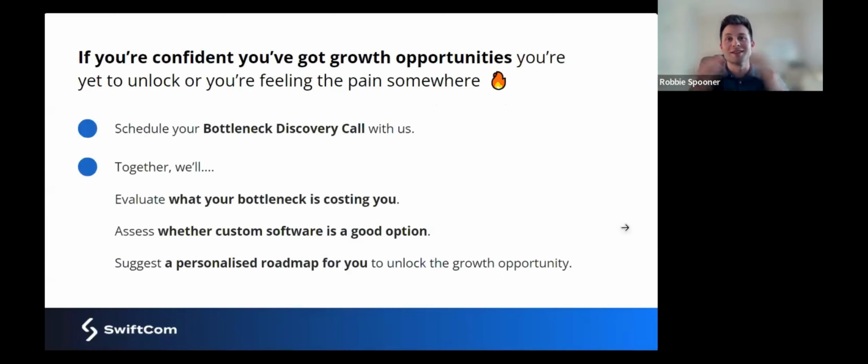To state the obvious, that's obviously a reason why we're doing this. We want to talk to business owners about these things and see if there's a potential fit and we can help you. We're doing bottleneck discovery calls.